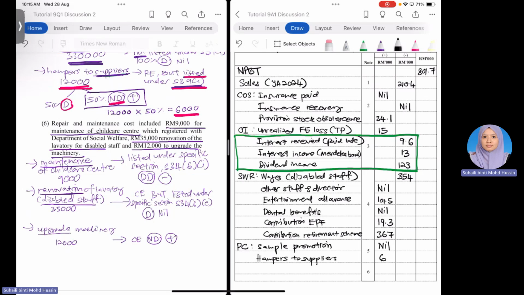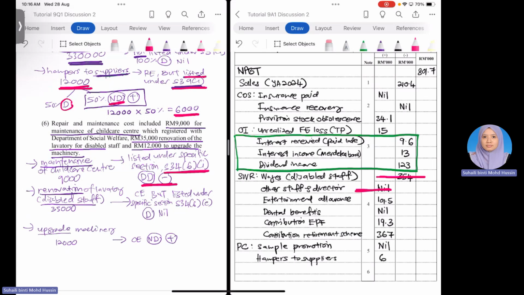So maintenance of the childcare center is actually revenue expenditure, normal expenditure. But this item is listed under a specific section, section 34 subsection 6 subsection I, where the government allows for double deduction. This is revenue expenditure, normal, but it is listed under a specific section, where the government allows for double deduction. So 9,000 ringgit is already deducted in the SOCI. So in the taxation at the adjusted business income level, you can deduct one more time.